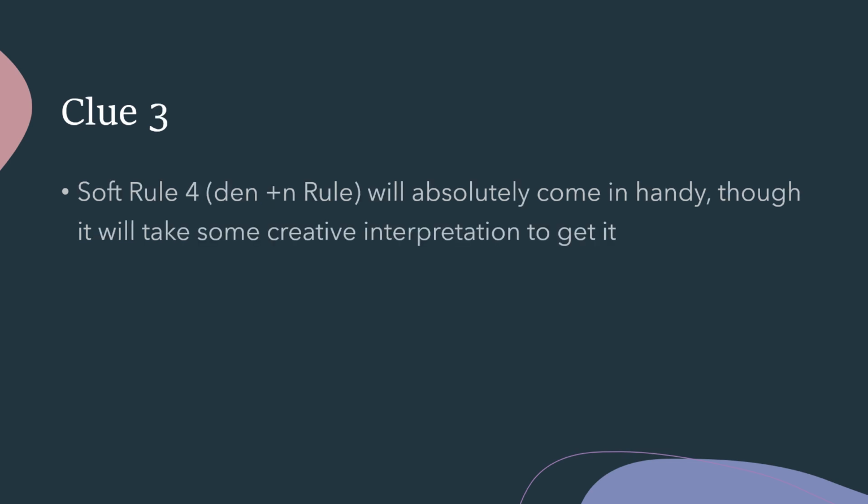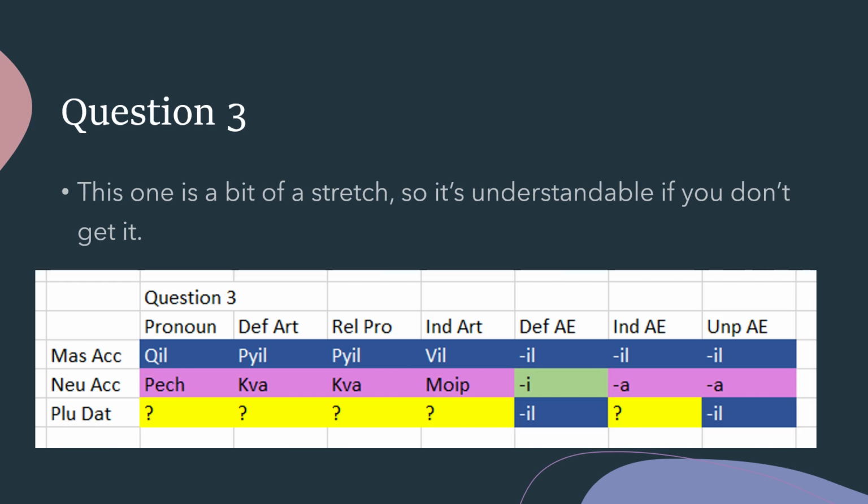So, here's the hint. Soft rule 4, the den plus n rule, will absolutely come in handy, though it'll take some creative interpretation to get it. Moving on, or not moving on, but going back. Yeah, take a look.